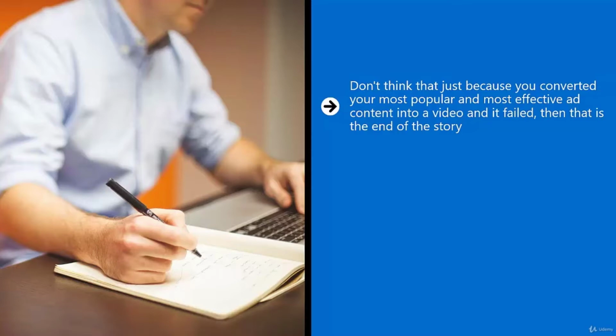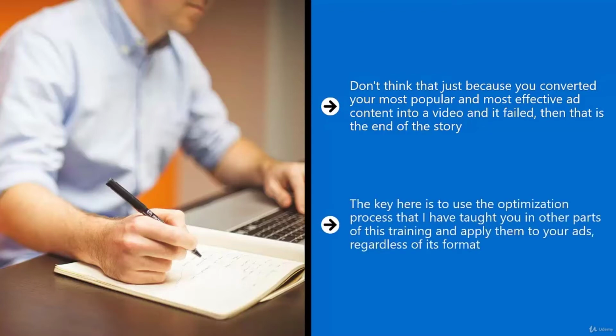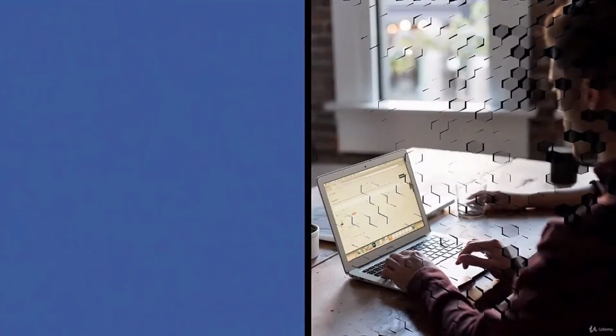No, you might just have created a wrong video. Maybe you just picked the wrong snippet. The key here is to use the optimization process that I have taught you in other parts of this training and apply it to your ads, regardless of format. You optimize a video ad the same way you optimize an image ad. Keep tweaking it until you get the outcome you're looking for.